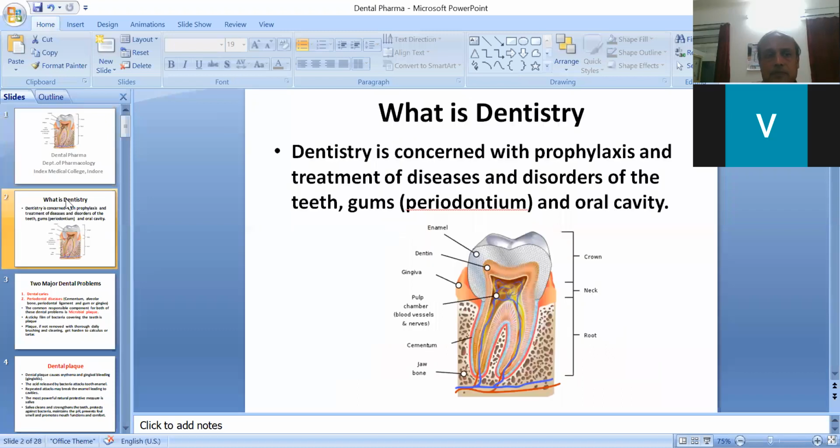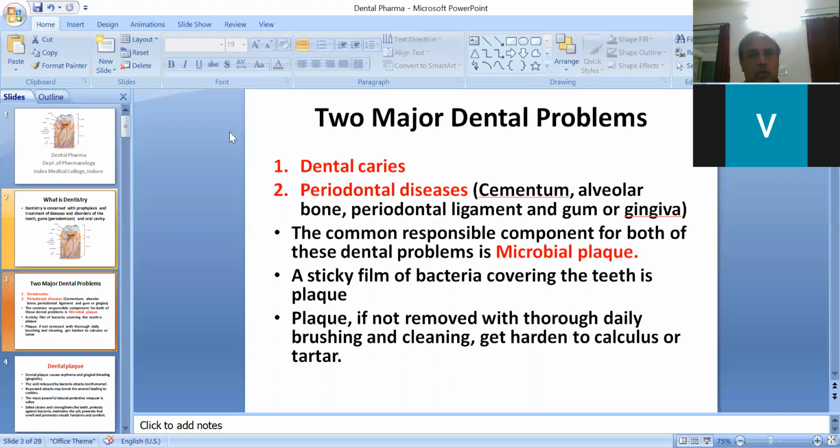As you are all dental students, you know it very well: what is dentistry? Dentistry is concerned with the prophylaxis and treatment of the diseases and disorders of the teeth, gums and oral cavity. So you have to deal with the disorders of the teeth, gums, that is periodontium, and the oral cavity. About the anatomy of teeth, etc., you know it very well.